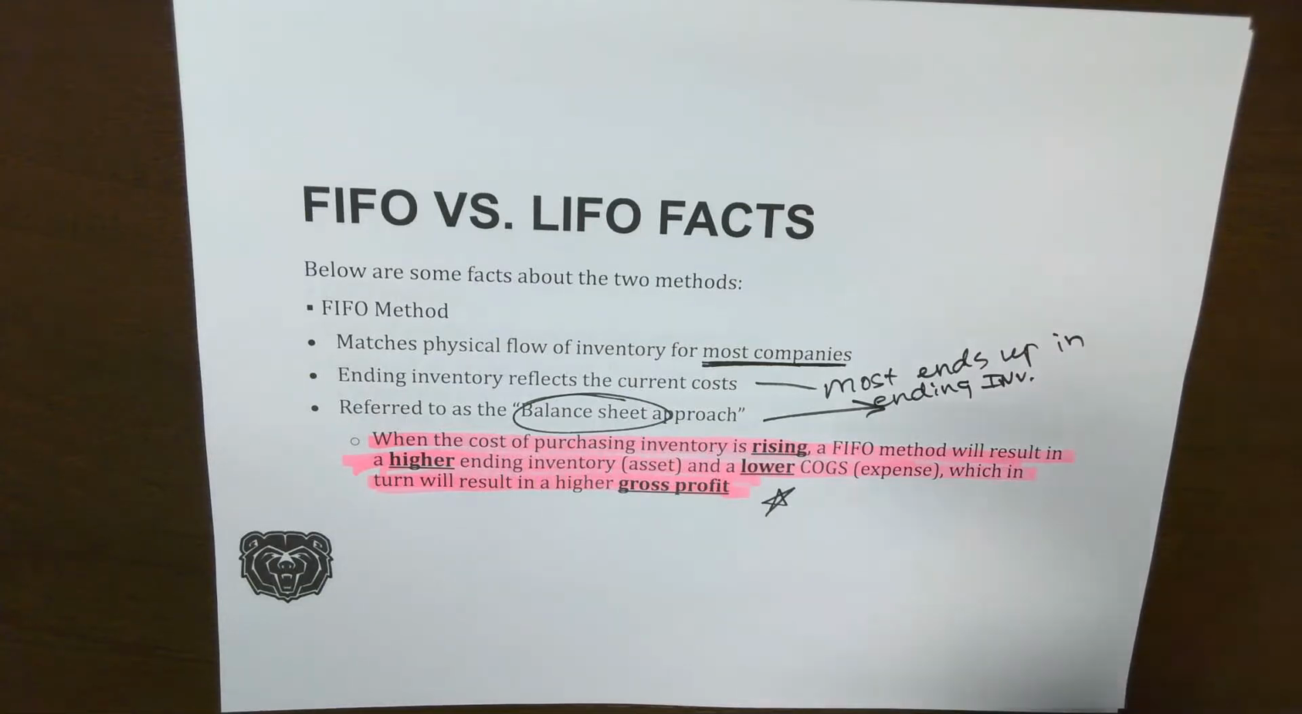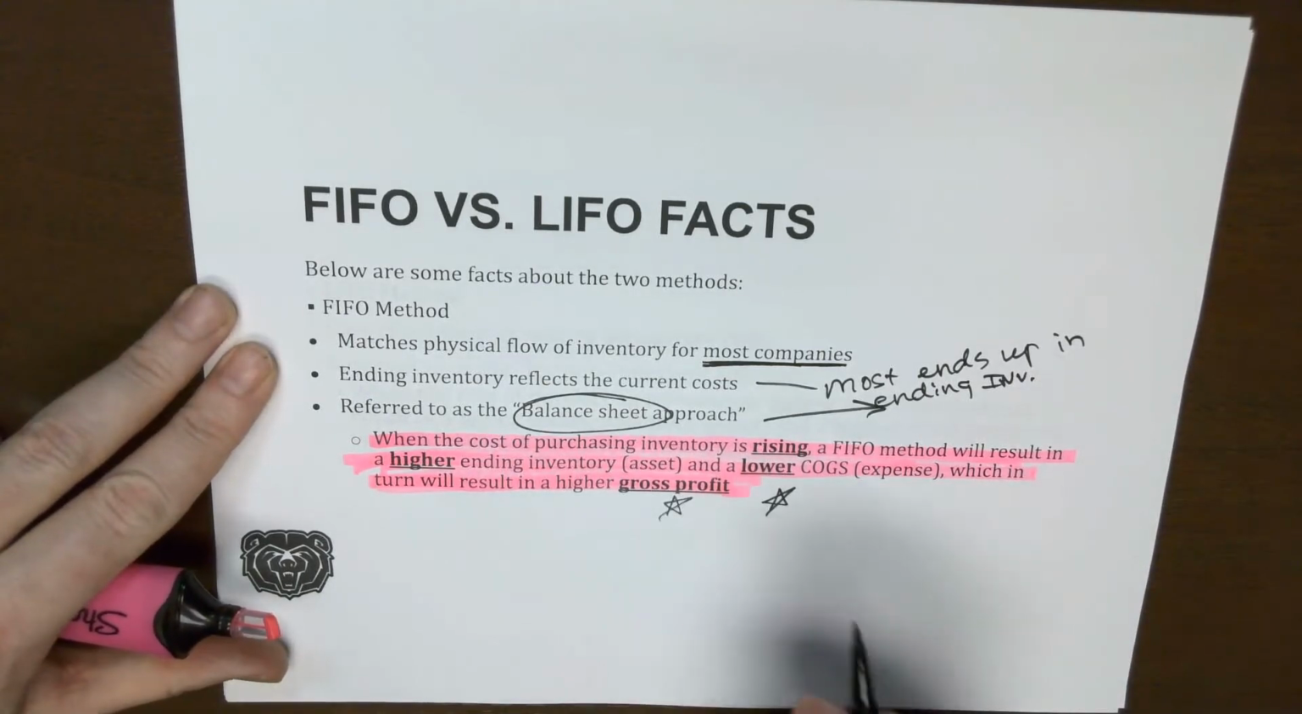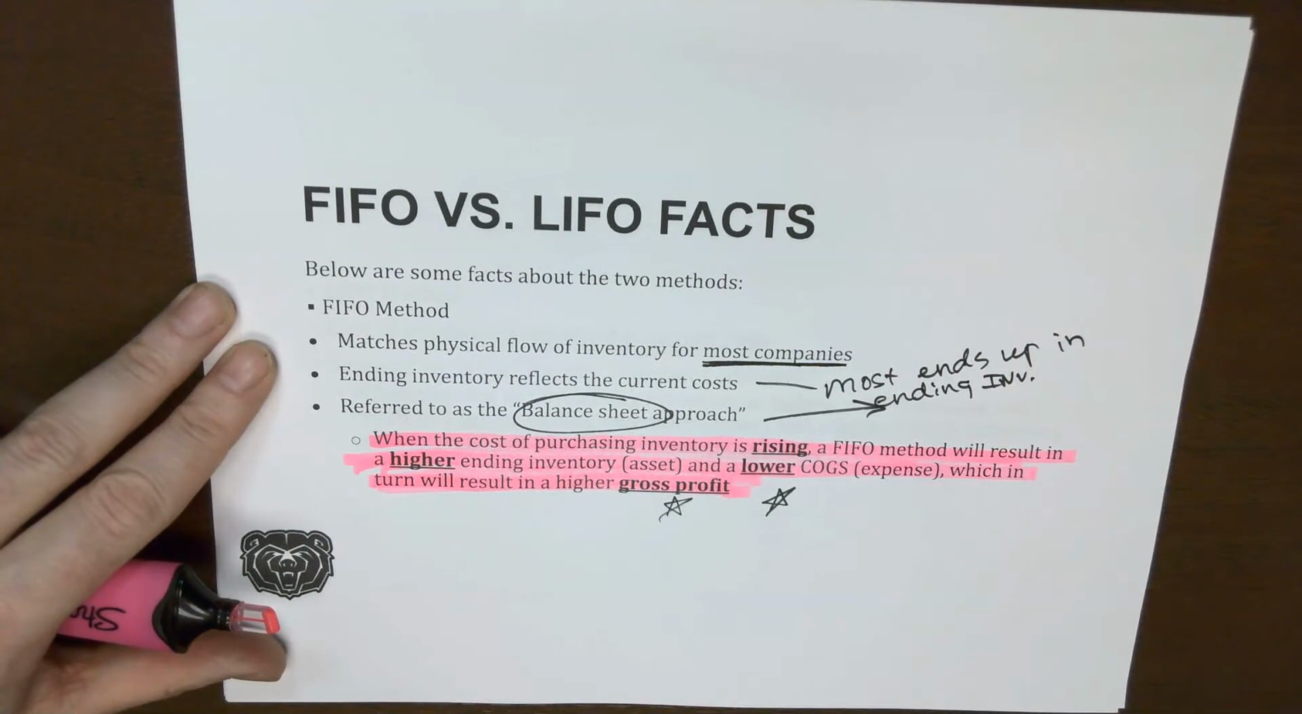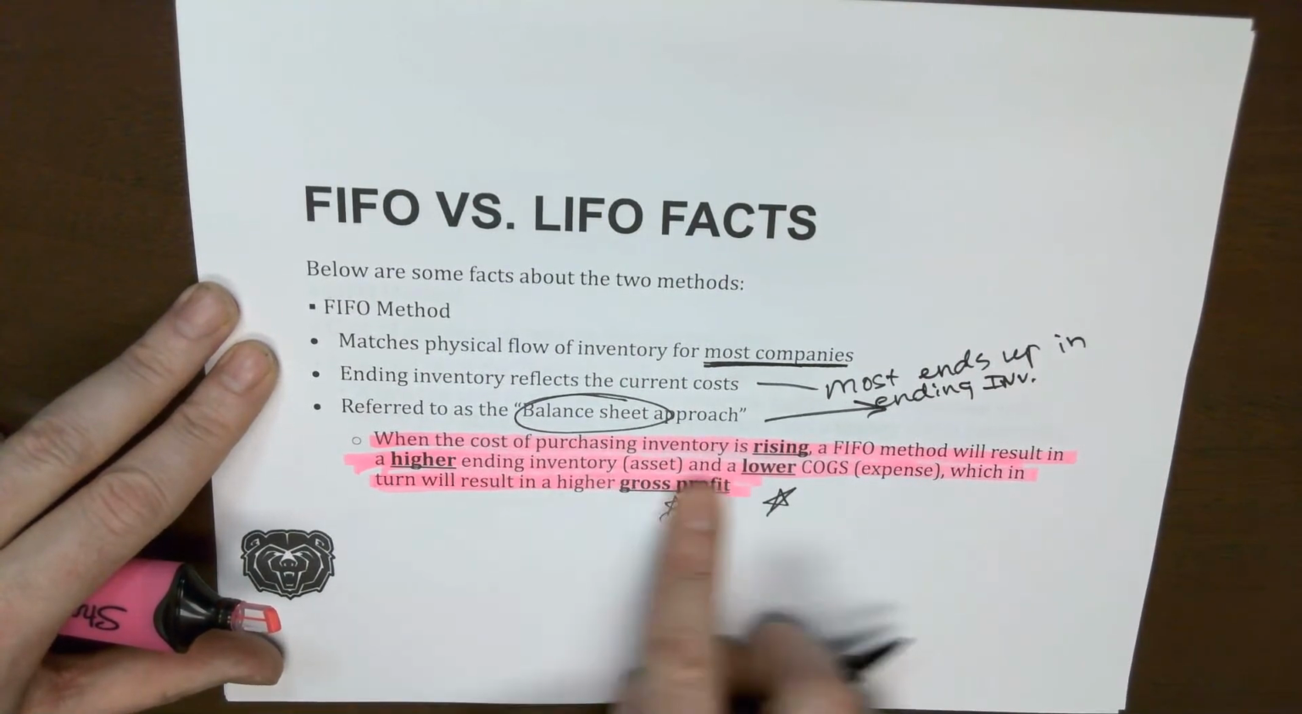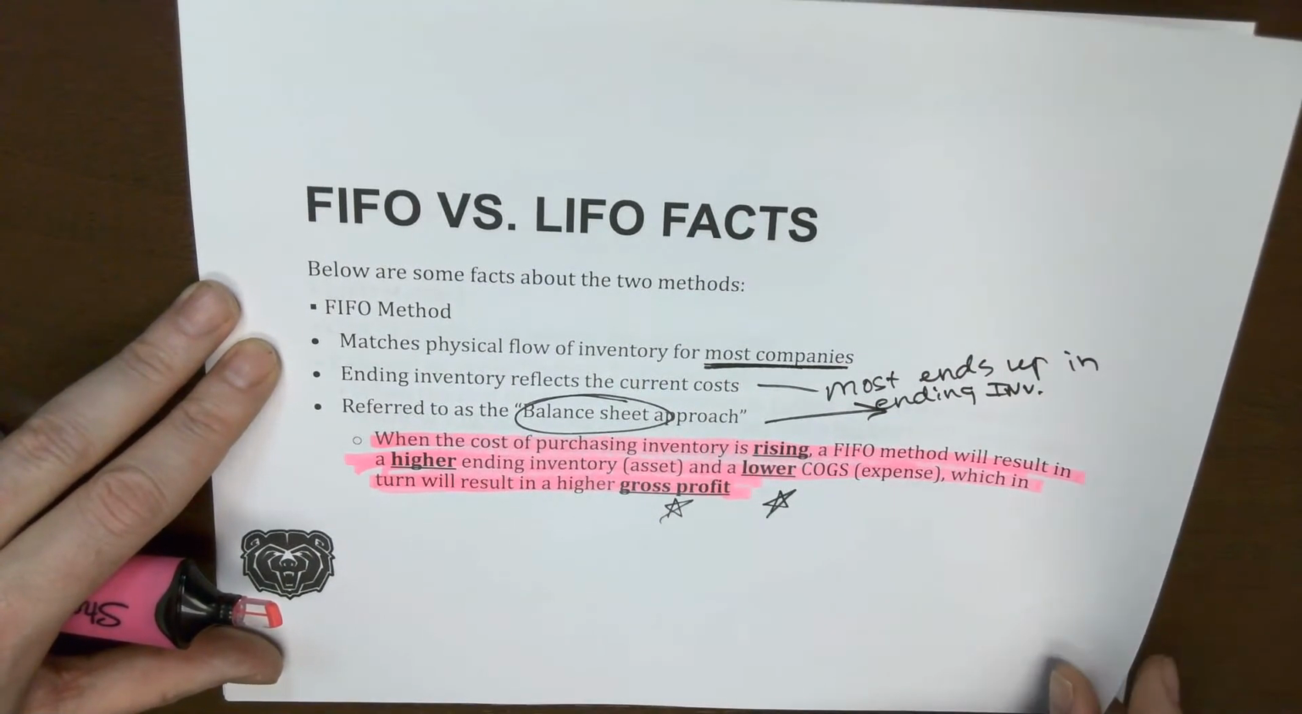It makes sense. Your older inventory that you paid less for is in your expense, and your new inventory that you paid more for is in your ending inventory. This results in a higher gross profit. So just know this little factoid about FIFO.